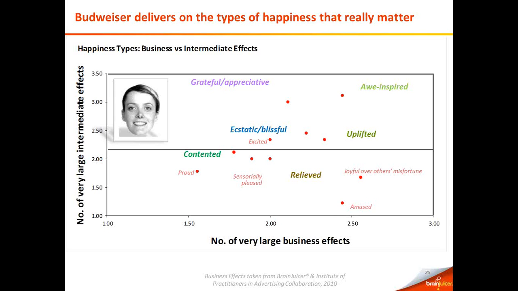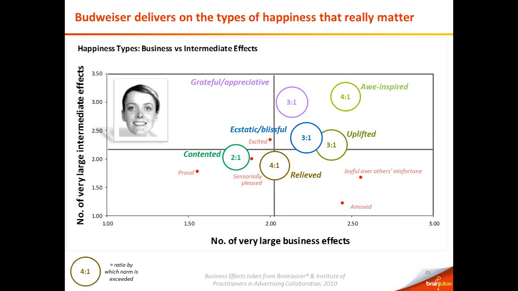And you can see that Budweiser Brotherhood over-indexed on lots of the emotions that are most strongly related to business effects and softer effects. So Budweiser, the Brotherhood, over-indexed by a factor of 4 to 1 versus our norm in terms of leaving people awe-inspired, or 3 to 1 in terms of uplifted, ecstatic, appreciative. So it was tremendously strong on the right emotions, and it was strong on several of them. So many strings to its bow in terms of the way it left people feeling.